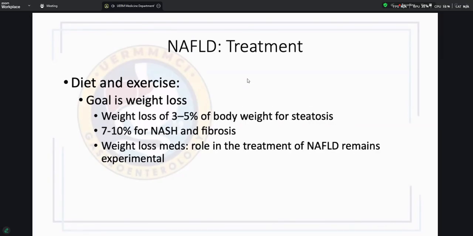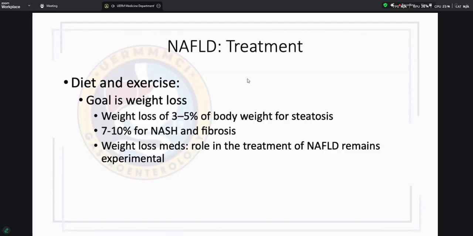The most important part of treatment is lifestyle modification. Dietary modifications and regular exercise are very important. The goal is to lose weight. A weight loss of 3 to 5% of body weight improves steatosis, and an even bigger weight loss of 7% to 10% improves steatohepatitis and hepatic fibrosis.